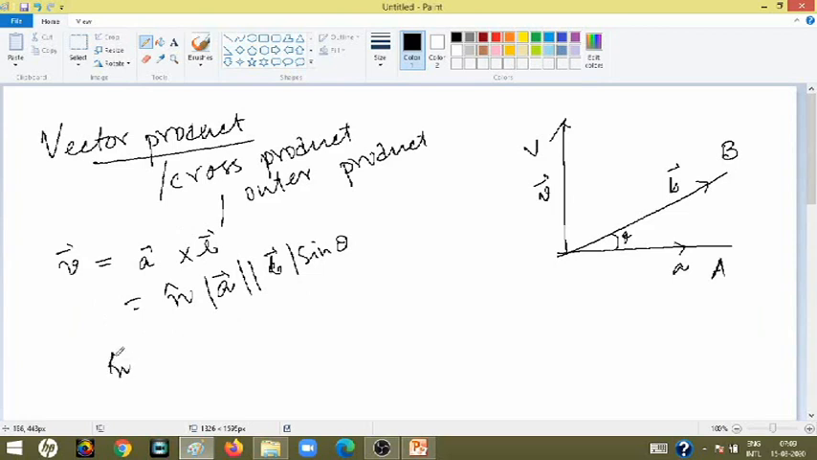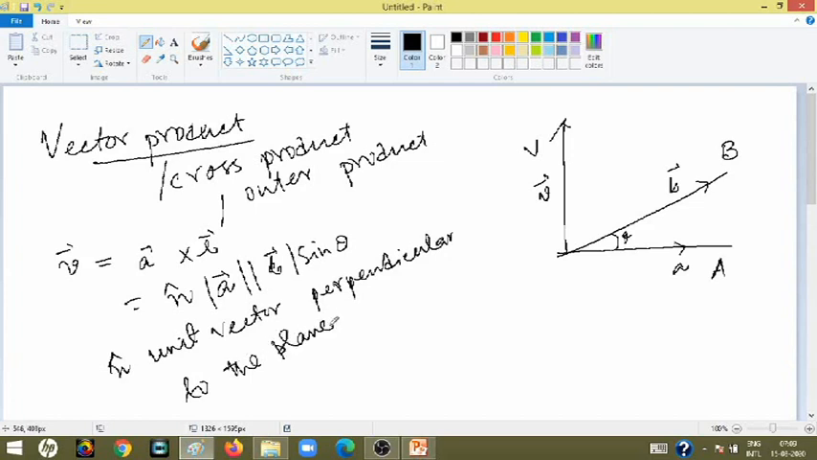where n is the unit vector perpendicular to the plane of vectors A and B, and whose direction is in the direction of the translation of a right-handed screw due to the rotation from A to B.